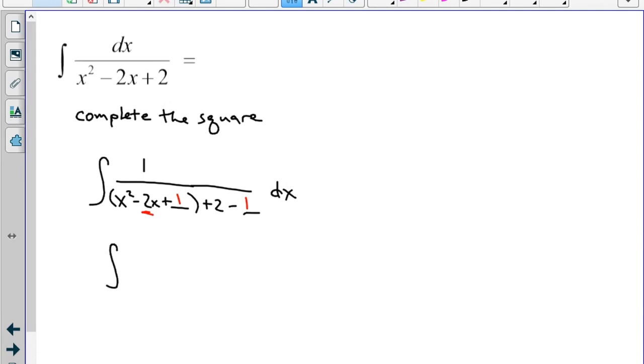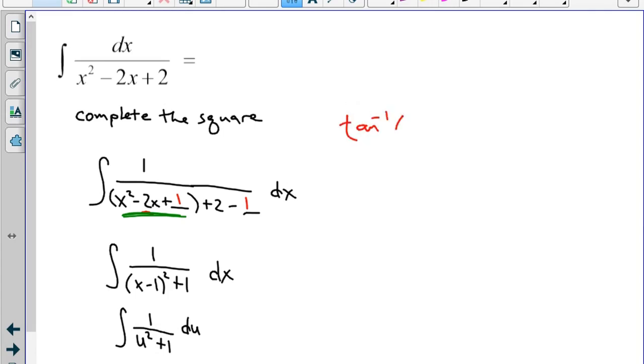So after I complete the square, I end up with 1 over x minus 1 squared. Notice that this entire thing is the quantity x minus 1, squared, and then plus 1, dx. This looks a whole lot like arctangent. So if I make u equal to x minus 1, du equals dx, this is a really simple substitution. I get 1 over u squared plus 1 du, and so this ends up being arctangent, or tangent inverse, the inverse tangent function, of x minus 1 plus c.